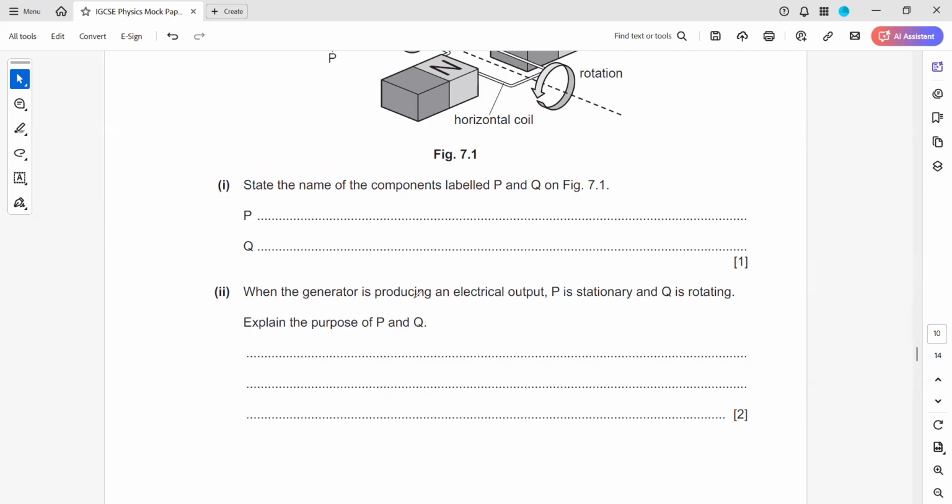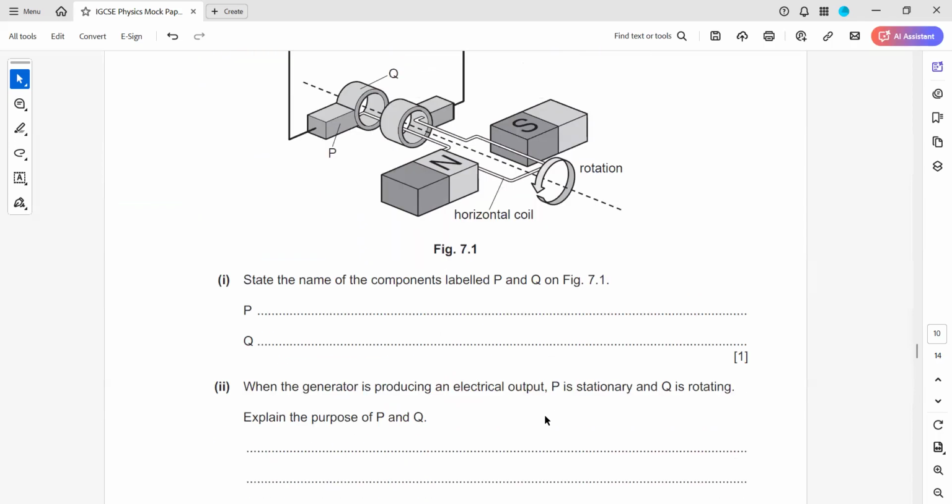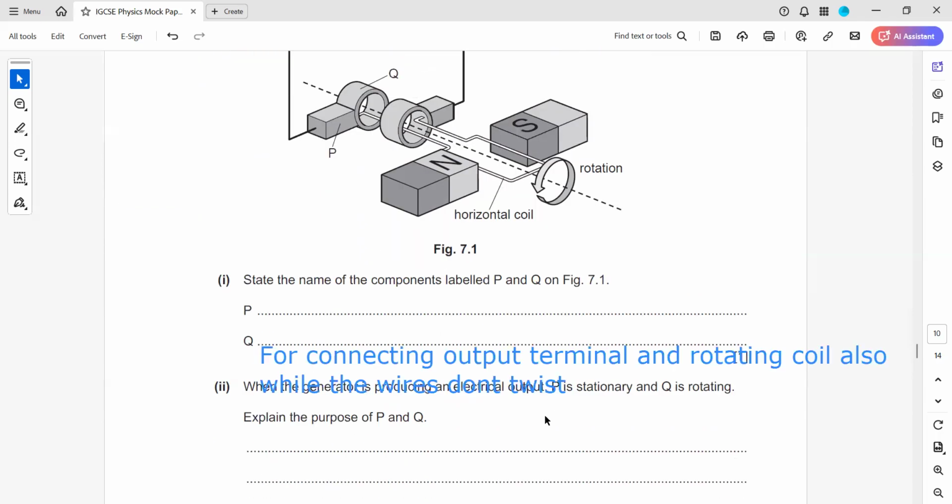When a generator is producing an electrical output, P is stationary and Q is rotating. Explain the purpose of P and Q. What is the purpose of P and Q? You have to memorize this answer, the structure of this answer. Can you solve its third part? Which third part?